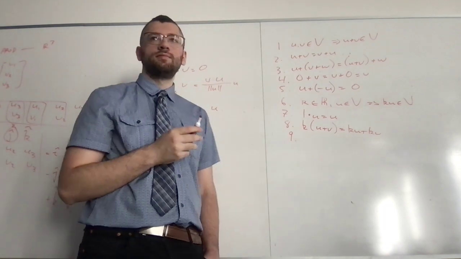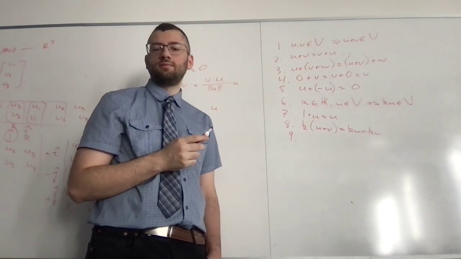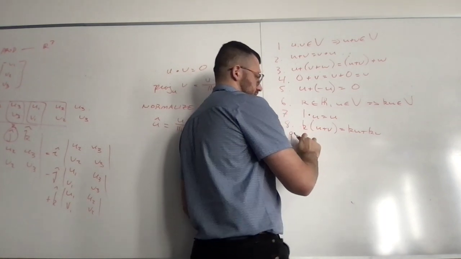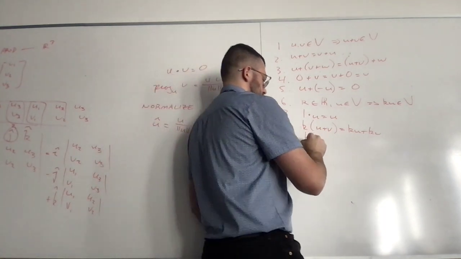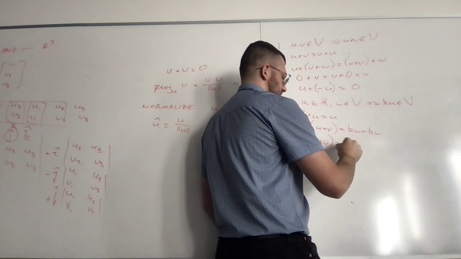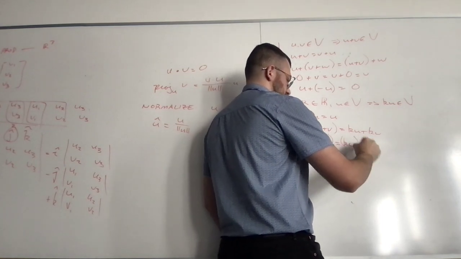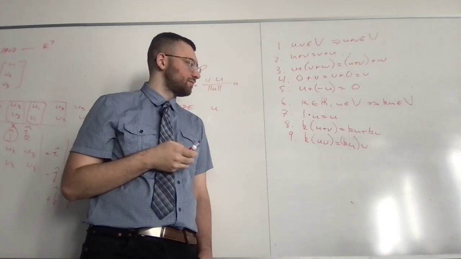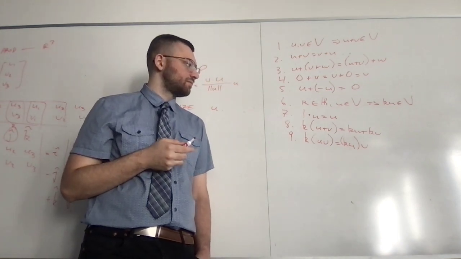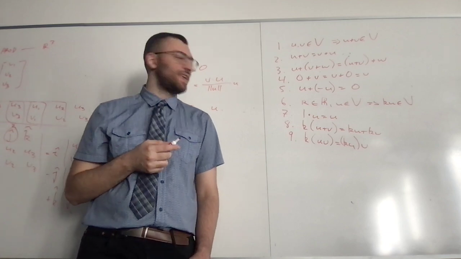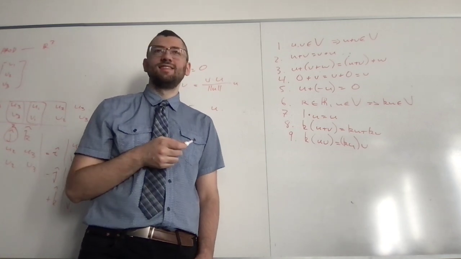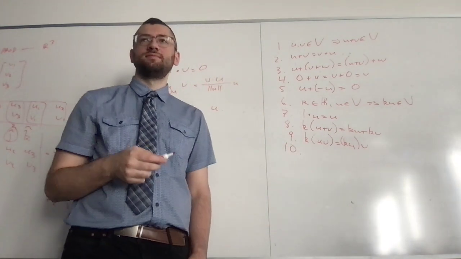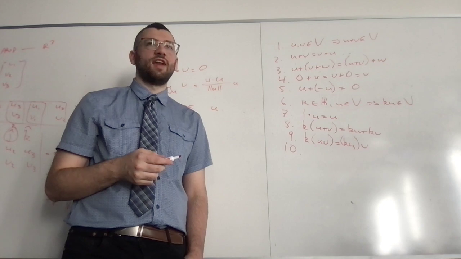9? Yep. K times (L times U) equals (K times L) times U. Like this. Is that what you're saying? I mean that could work too, yeah. That is one of them. Yeah, I think that's what you were trying to get at. Last one. It's another distributivity. One that everyone forgets.